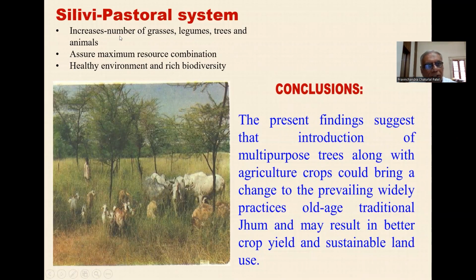Then the silvi-pasture system increases the number of grasses, legume trees and animals, and assures maximum resource combination, healthy environment, and rich biodiversity. So the conclusion is that the present findings suggest that introduction of multi-purpose trees along with agriculture crops would bring a change to the widely practiced old age traditional system and may result in better crop yield and sustainable land use. So the silvi-pasture system or multi-purpose trees, agroforestry are very useful for improving soil fertility, for helping in mitigation of climate change and for soil sustainability. And it is very important as the population of India has been increasing. So to provide food, there is a need to grow more trees in a field.